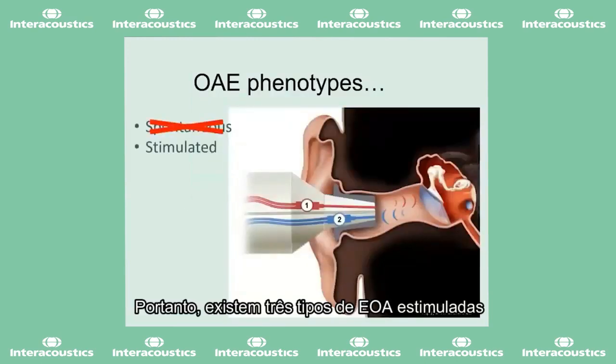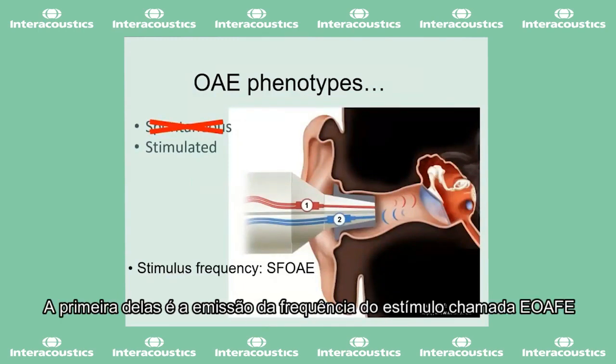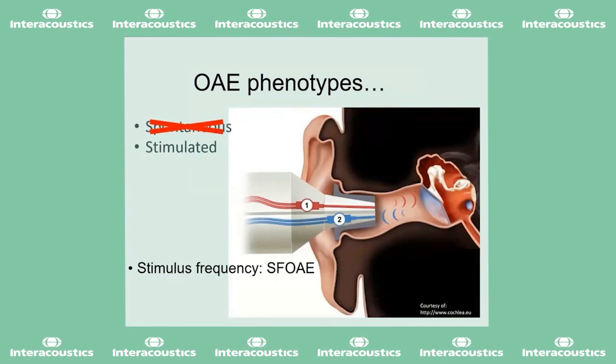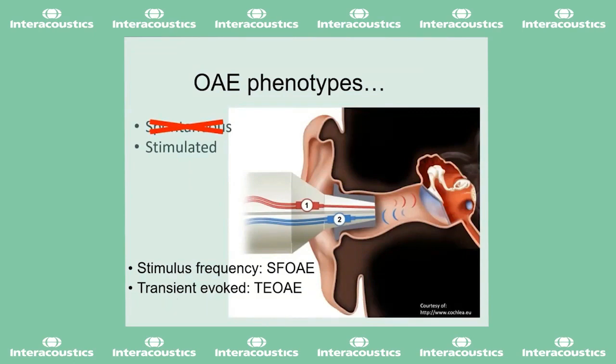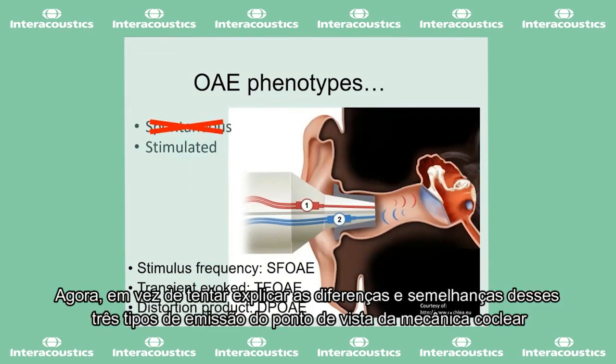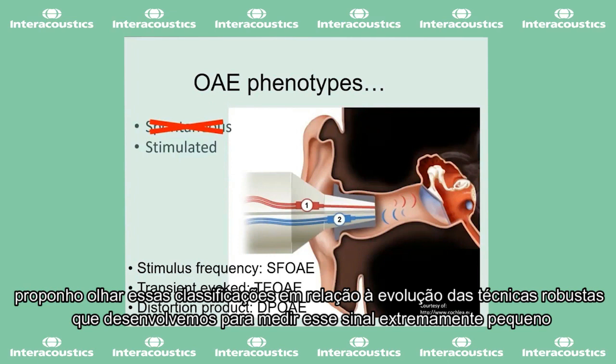So there are three types of stimulated otoacoustic emission. The first of these is the stimulus frequency emission, called the SFOAE. Then there's the transient evoked, and finally the distortion product. Now, rather than try to explain the differences and similarities of these three types of emission from a cochlear mechanics standpoint, I propose to look at these classifications in relation to the evolution of the robust techniques that we've developed to measure this extremely small signal.